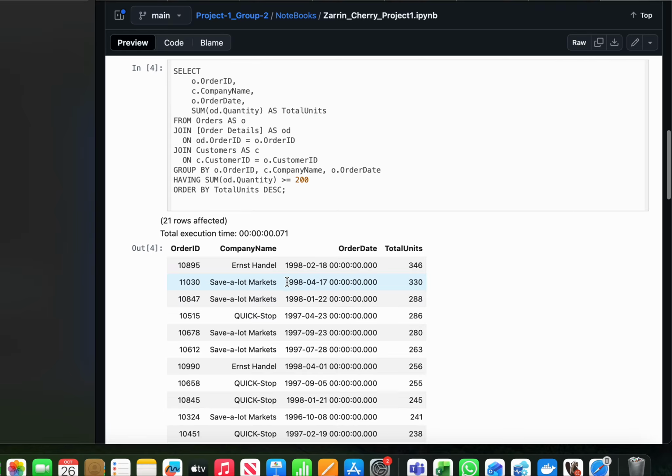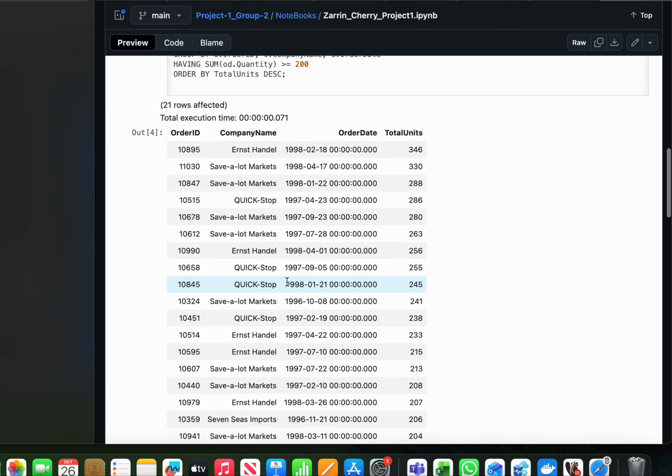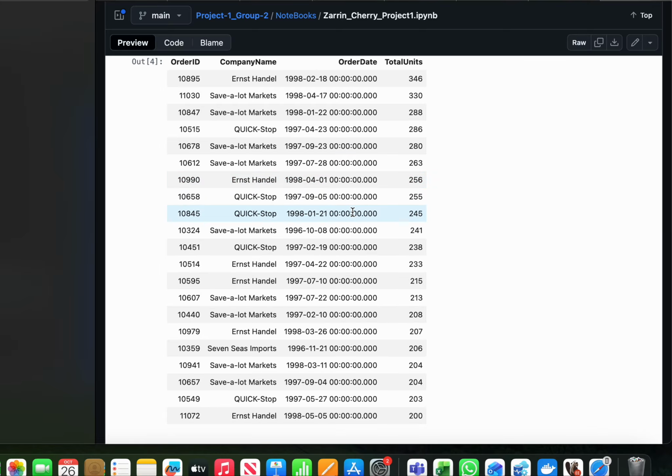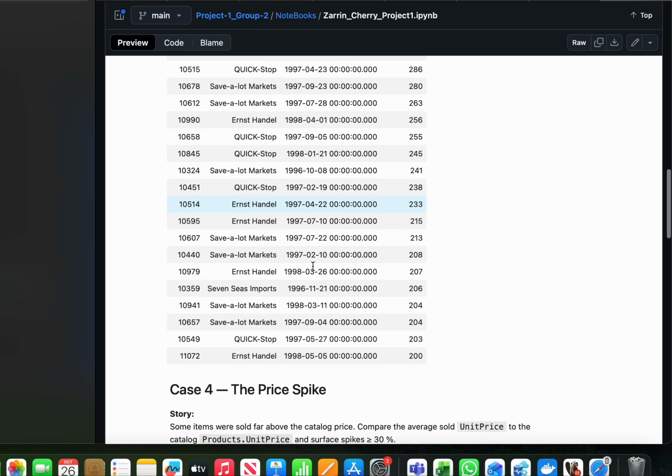This time the query returned 21 rows. The biggest buyers included companies like Ernst Handel, Save-A-Lot Markets, and Quick Stop, all with large bulk orders. In a real business, those could be legitimate wholesale transactions, or they could raise red flags for fraud detection or inventory review. This case taught me how to use aggregate functions and filtering to find patterns in sales data.